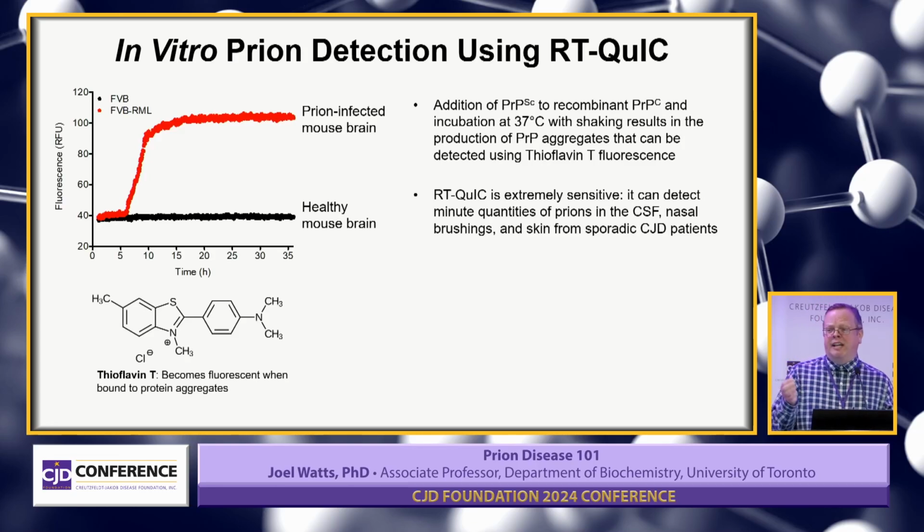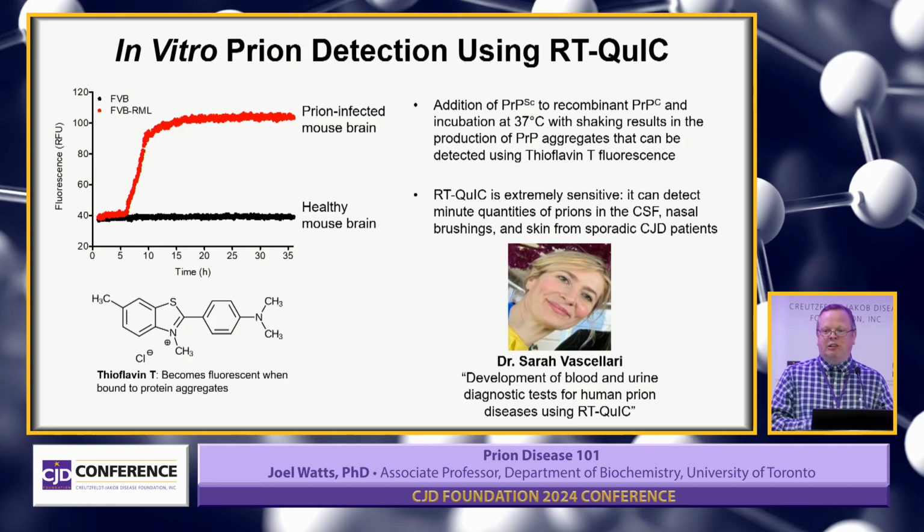The other thing that's fantastic is that it's exquisitely sensitive. Dr. Appleby talked about using it to detect prions in CSF, cerebrospinal fluid, from patients. You can also do it from nasal brushings and from skin biopsies, even from CJD patients. However, these are still somewhat invasive samples to obtain, and so we're always looking for new ways to obtain samples that are less invasive. Dr. Sarah Vassalaro, whom you'll hear from tomorrow, is trying to develop blood and urine tests for prion disease using this RT-QuIC system.